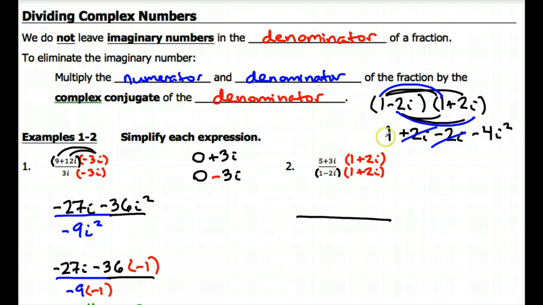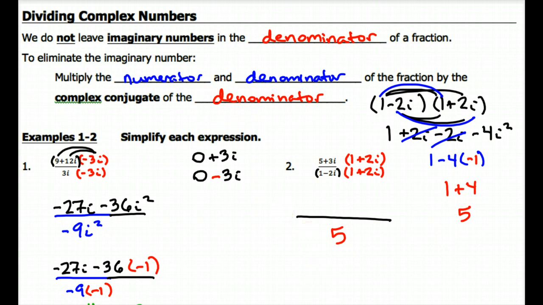So all we get for this is 1 minus 4i squared, which is just 1 minus 4 times negative 1. And then 1 minus 4 times negative 1 would be the same thing as 1 plus 4, or just the number 5. So when all is said and done, 1 minus 2i times the quantity 1 plus 2i, your denominator, becomes just the number 5.